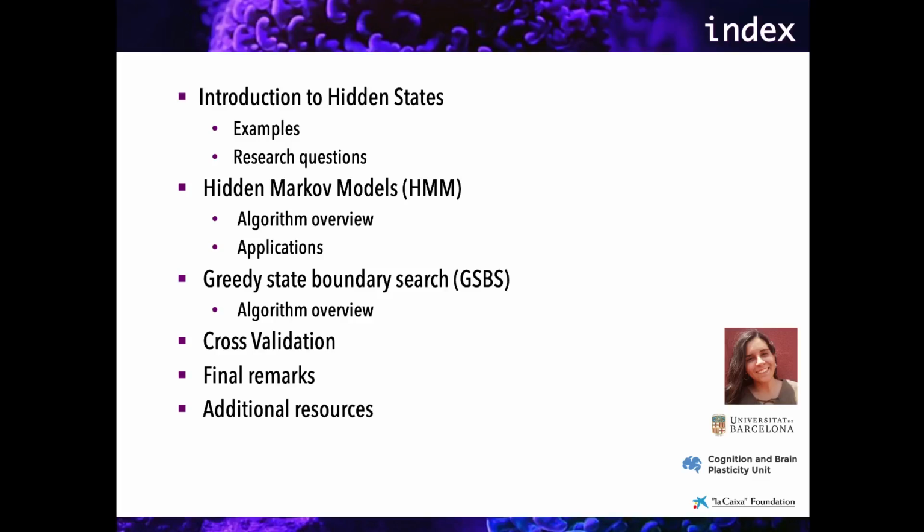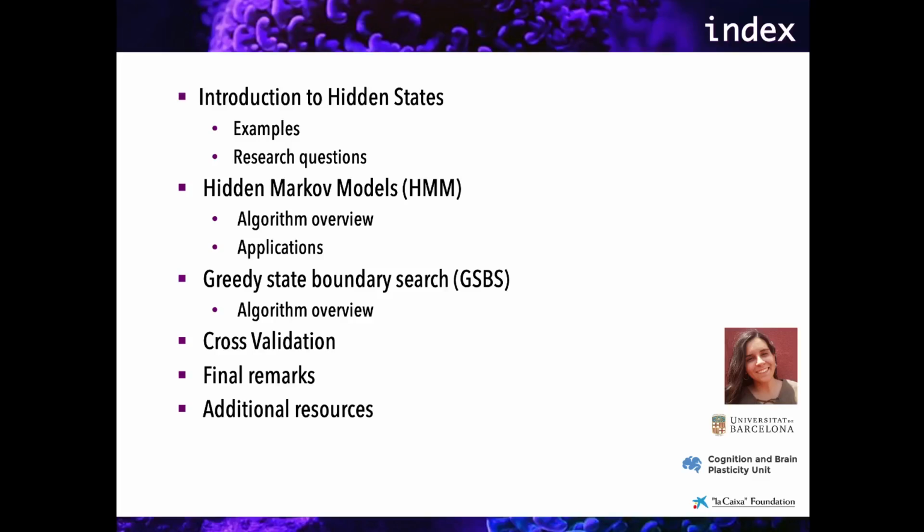Today I'm going to start by introducing you to this idea of hidden states, how they apply to research questions that we might have in neuroscience, and show you some examples of them. Then I'll give you an introduction to a probabilistic algorithm called hidden Markov models that can be used to solve some of these research questions.